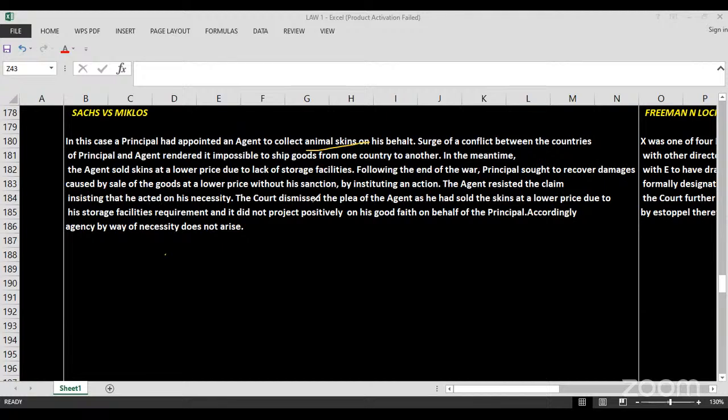The court dismissed the plea of the agent, as he had sold the skins at a lower price due to a storage facilities requirement, and it did not reflect positively on his good faith on behalf of the principal. Accordingly, agency by way of necessity does not arise. Okay, now let's say the principal is there, and the agent is there.